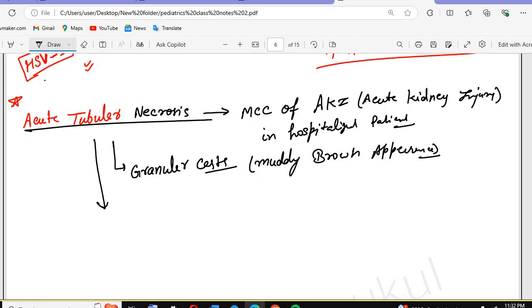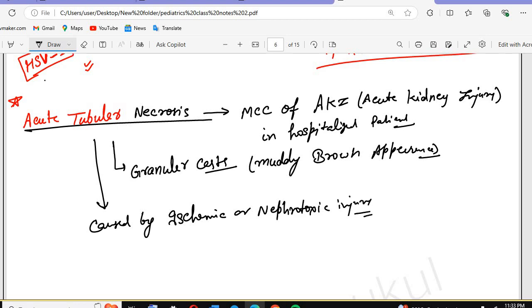The main thing here is that it can be caused by some kind of ischemic or nephrotoxic injury. Ischemic injury means decreased oxygen supply to the organ, the kidney, or we would have the nephrotoxic injury. Okay, so that can be the reason.